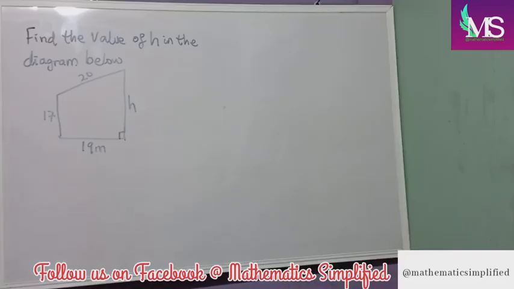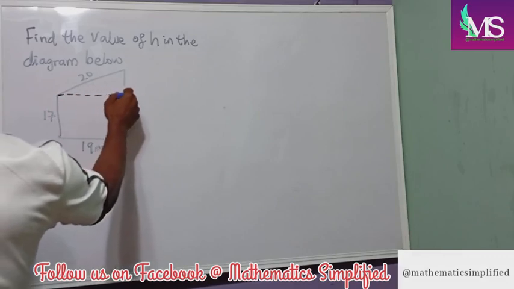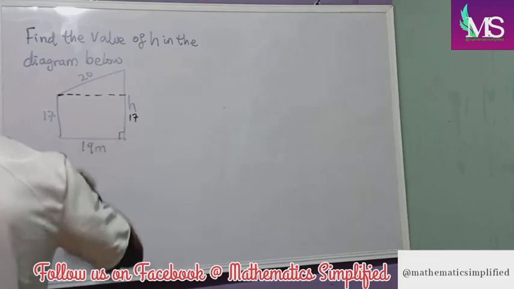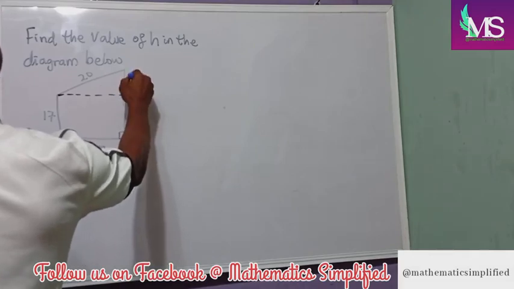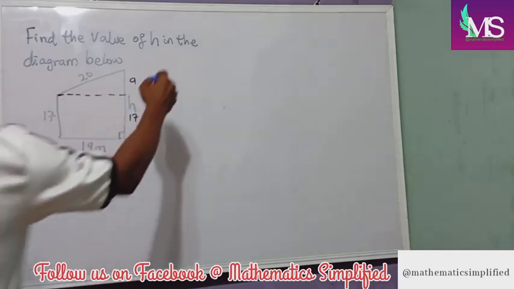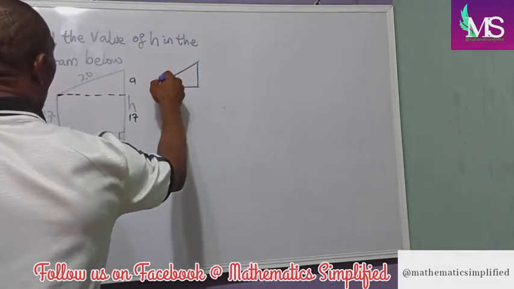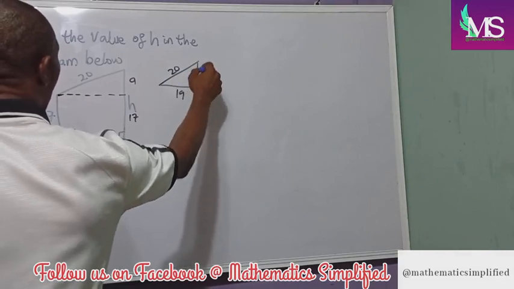Our next question says, find the value of h in the diagram below. For us to find the value of h in this diagram, we will first of all ask ourselves, what type of shape is this? If you are familiar with our shapes, we will know that this is a trapezium. So this will be 17. Bringing out our h here, let's call this A. Bringing out A there, we can have a small triangle this way with sides 20, 19, and A.